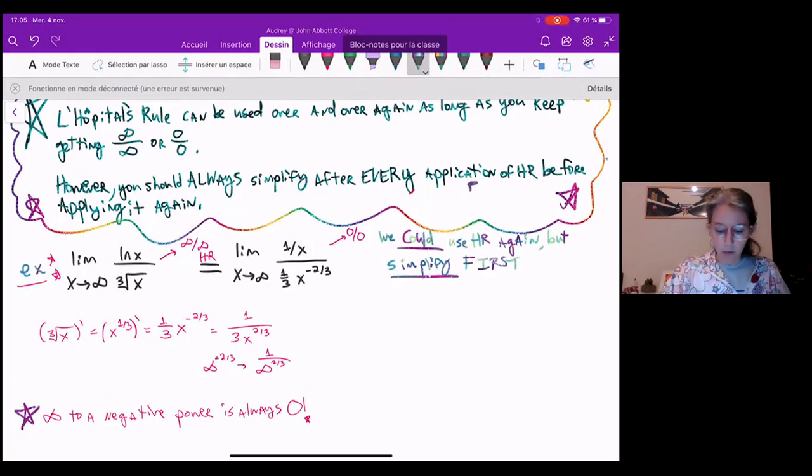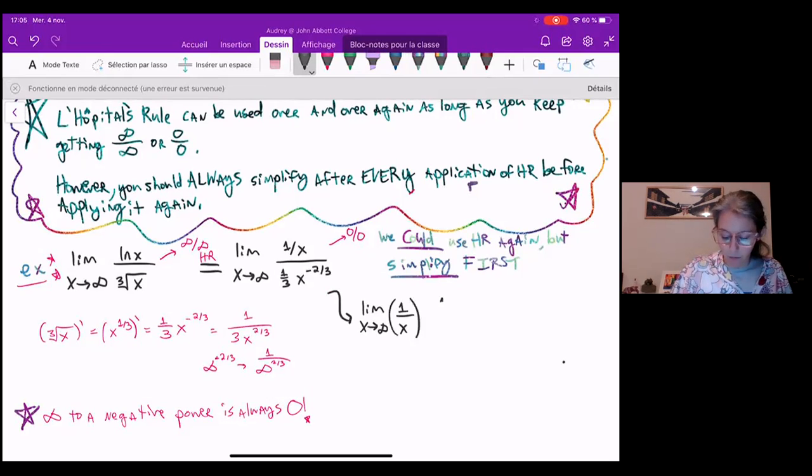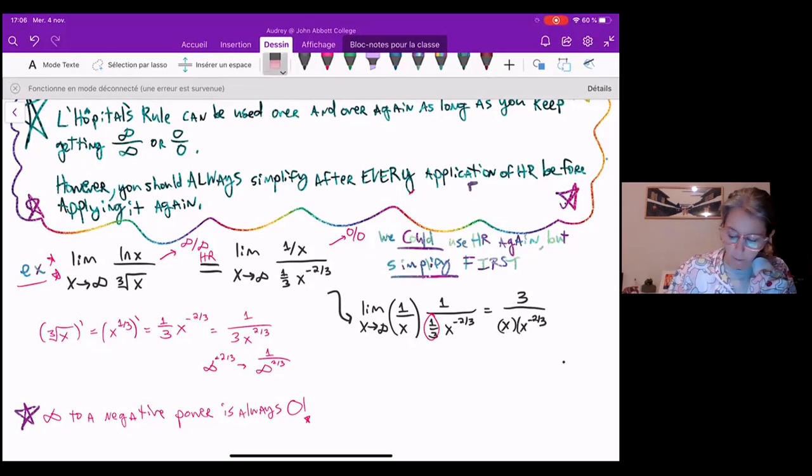Okay, so then we're going to go down here and we can see then when I'm doing my simplification, I'm going to think of this as the limit as x approaches infinity of 1 over x, I'm going to pull that 1 over x out front, times 1 over 1/3 x to the negative 2/3. So this right here, remember, division by a fraction is the same thing as multiplication by the reciprocal. So this is 3 over x times x to the negative 2/3. I forgot my limit sign, my bad. The limit as x approaches infinity of 3 over x times x to the negative 2/3.